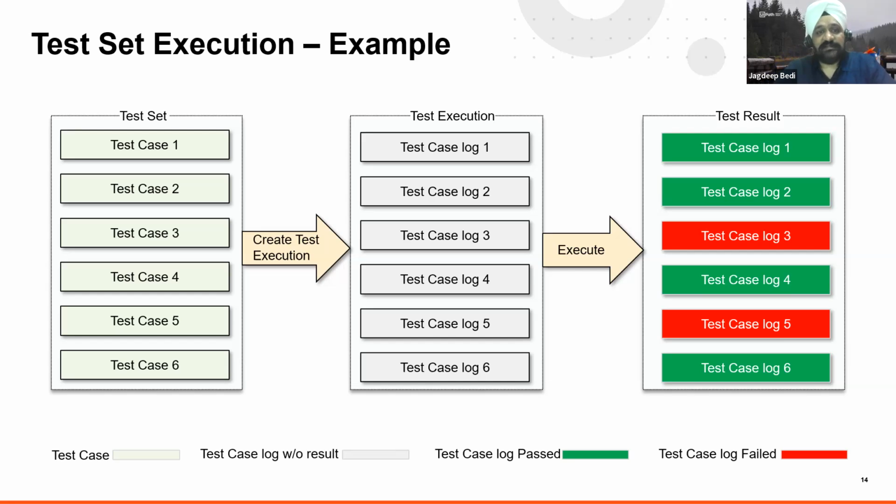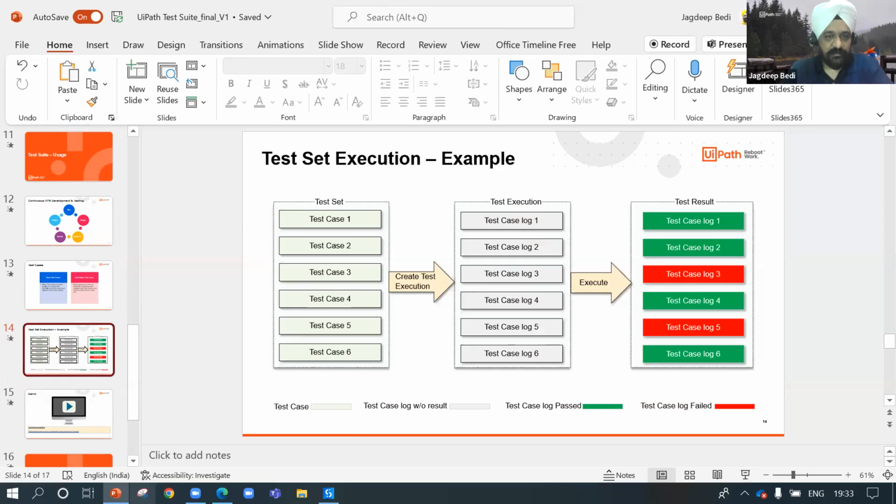Once a test case is executed without any result, it goes into the queue. And once it runs all the test cases, it will show green and red. Green means the test has passed and red means it has failed. We will see this in Studio and the orchestrator.